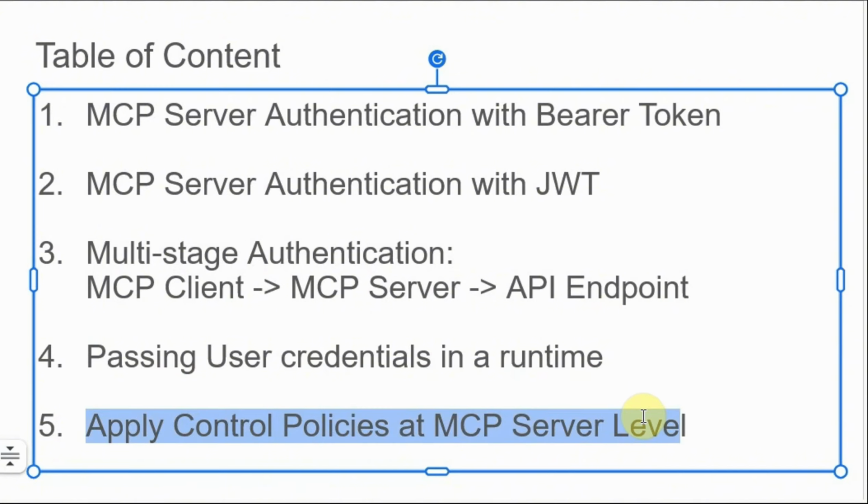Finally, we will discuss how to apply control policies at the MCP server level. For example, if we need to filter some information which is not possible to do using API requests. So this is a more extended and more precise role-based access control, or RBAC in short.